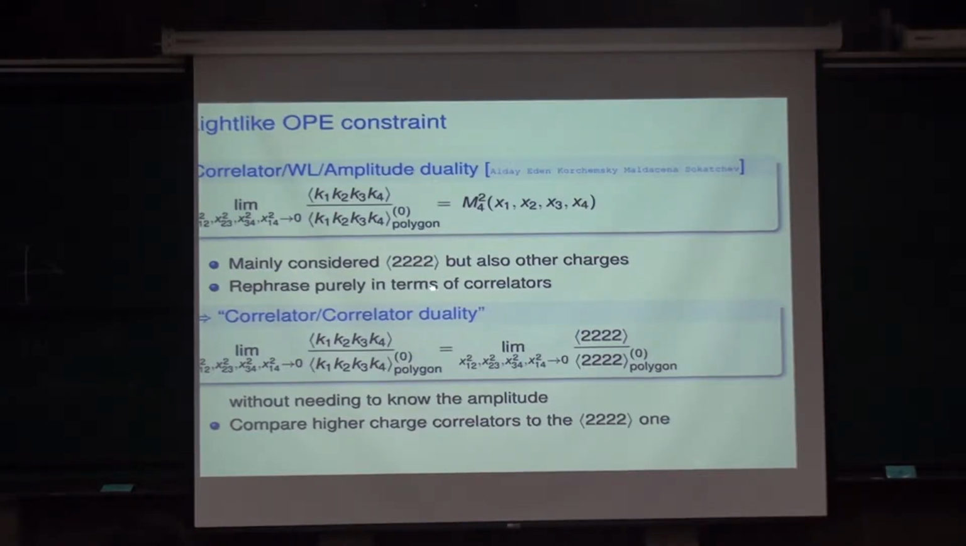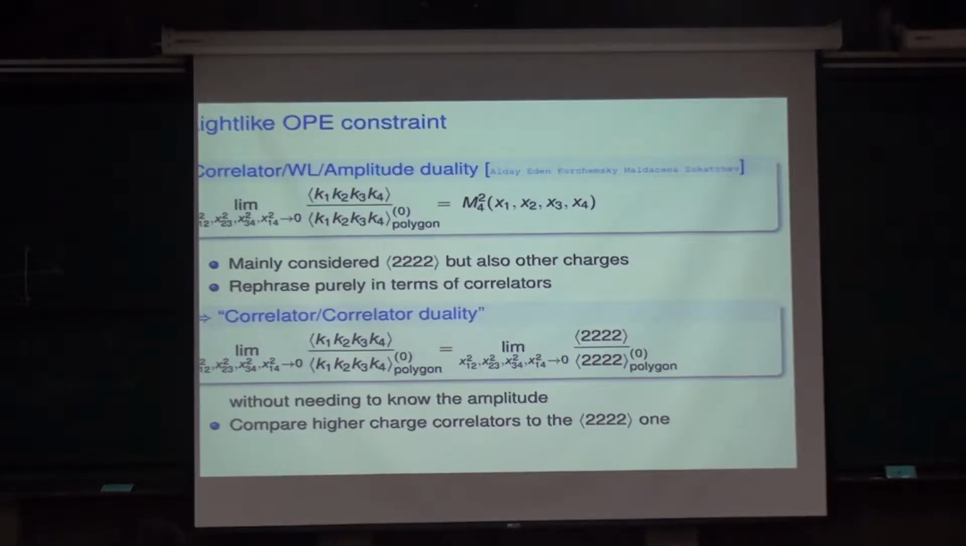In fact, it's more convenient to rephrase it, because if this is true for different k's, then this is equal to m4 squared, and that is equal to m4 squared. Therefore, they're equal to each other. So it's easier to rephrase it purely in terms of correlation functions. The arbitrary charge correlation function is equal to the 2222 correlation function, which is the one that we know very well. That's what we were doing originally, and this helps us to find lots of coefficients, but not all of them.